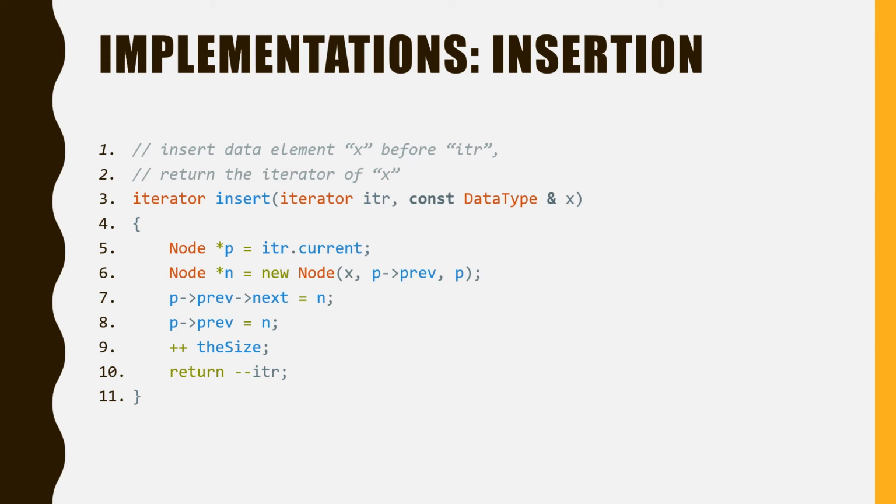In line 5 of the code, we obtain the pointer P using the iterator itr. Lines 6 through 8 handle the creation of the new node and the associated pointer changes, and are exactly the same as we discussed in the previous slide. Line 9 increases the size as a new data element is inserted. And in line 10, we return the iterator that points to X.